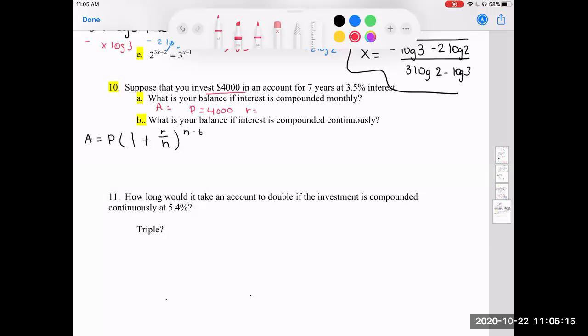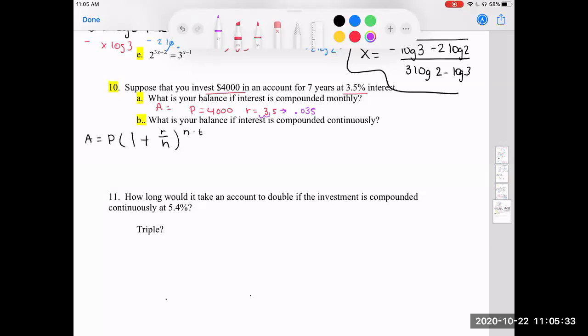R is your percent. We have a percent of 3.5. But remember, you always have to change your percents to decimals. If you don't, you're not going to get the right answer. So let's move it to the left twice. So I have 0.035. That is our rate.